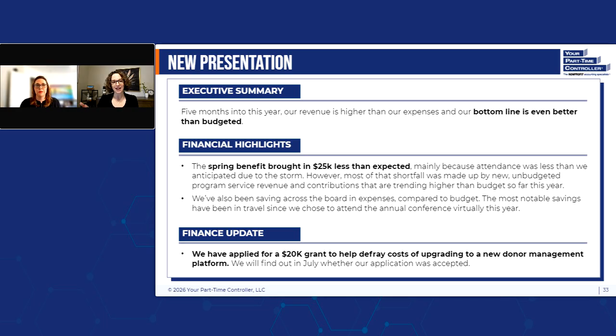Again, this is a way to get the meeting to move from a Q&A session to really a valuable discussion on action items. So here we can see that the bottom line is even better than budgeted. And then in the financial highlights, the spring benefit brought in $25,000 less than expected, mainly because attendance was less than we anticipated due to a storm. So hopefully that brings light to the issue.